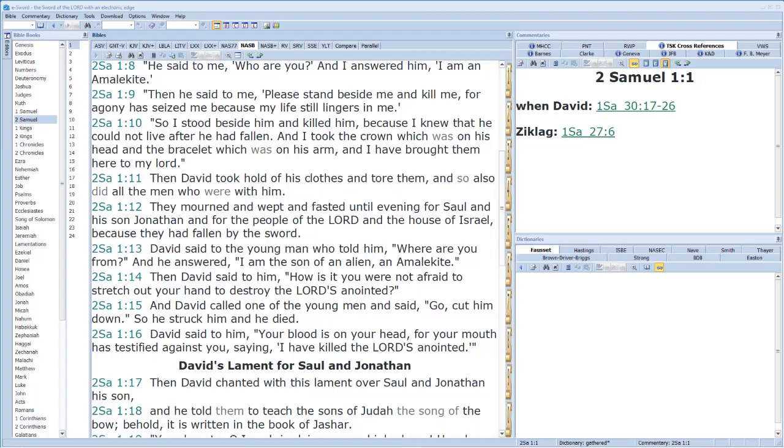Then David took hold of his clothes and tore them, and so also did all the men who were with him. They mourned and wept and fasted until evening for Saul and his son Jonathan, and for the people of the Lord and the house of Israel, because they had fallen by the sword. And David said to the young man who told him, 'Where are you from?' And he answered, 'I am the son of an alien, an Amalekite.' And then David said to him, 'How is it you were not afraid to stretch out your hand to destroy the Lord's anointed?'